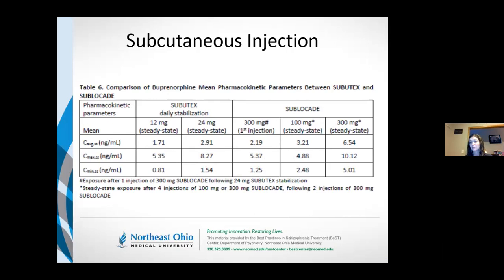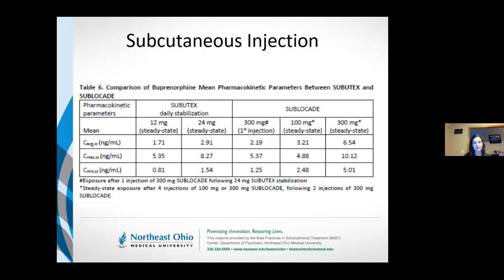So the Subutex is our buprenorphine monoproduct. Patients who are at steady state at 12 milligrams daily or 24 milligrams daily, you see their average concentrations listed there. When the patients were on Sublocade and then maintained on the 100 milligrams monthly dose, you can see that the average concentration that they're achieving is even a little bit higher than what those 24 milligram a day sublingual patients were receiving. So these injections appear to be able to maintain patients that require higher daily doses for a longer period of time.